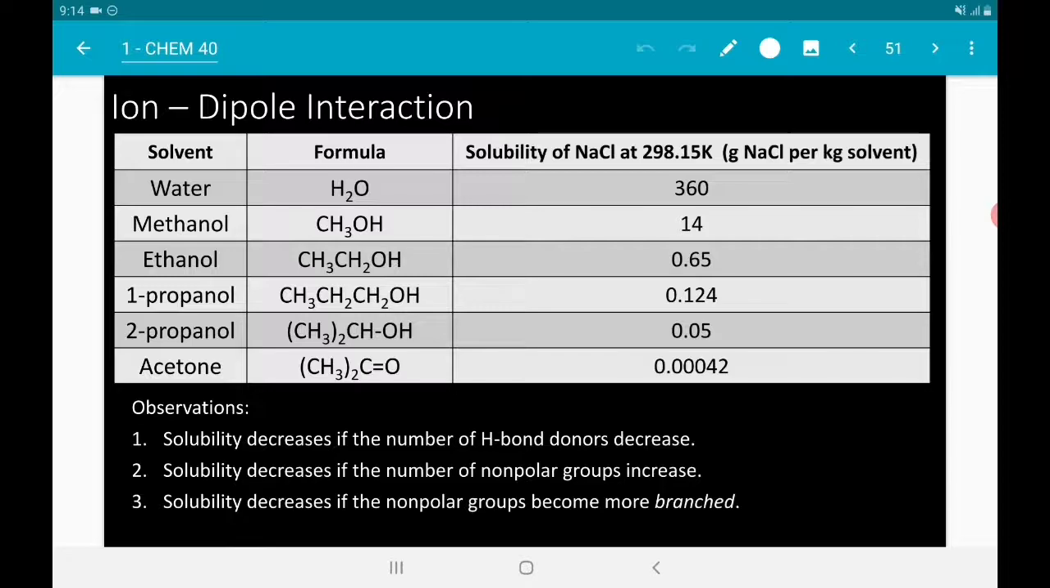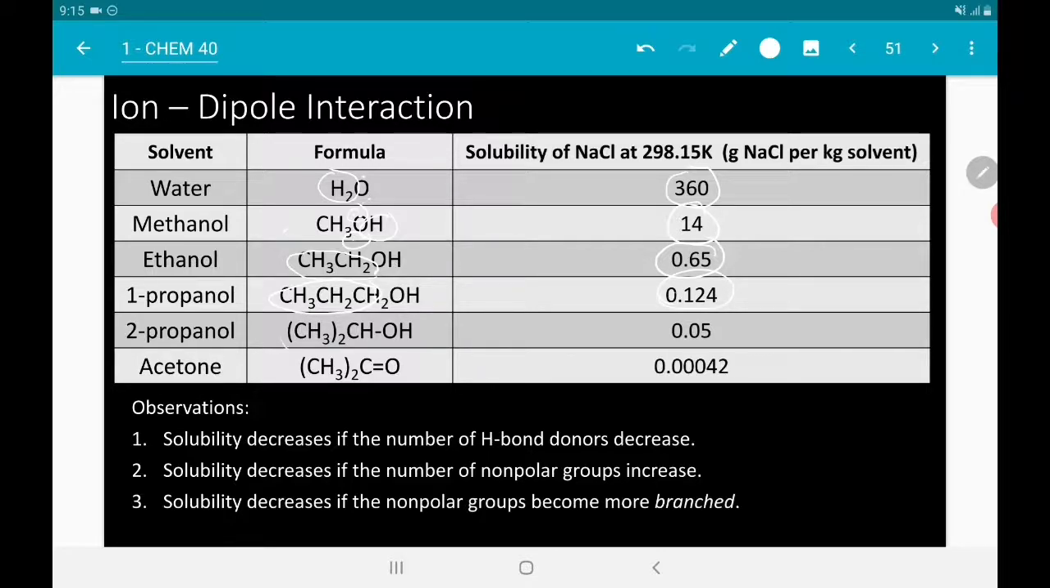So, for water, tingnan nyo, ito ay solubility ng NaCl sa iba't ibang solvent. So, very soluble siya sa water kasi very effective na solvent ang water. Okay? Tingnan nyo, kasi meron siyang 4 na H-bonding sites. However, si methanol, okay, mas mababa yung solubility. Okay? Tapos, ayan. Okay, so, dalawa ang kanyang H-bonding acceptor, isa lang ang donor. Si water naman, dalawa ang acceptor, dalawa din ang donor. Si ethanol, mas marami siyang non-polar groups kumpara kay methanol, kaya mas mababa yung solubility ng NaCl sa kanya. Propanol, mas marami siyang non-polar groups, so mas mababa.